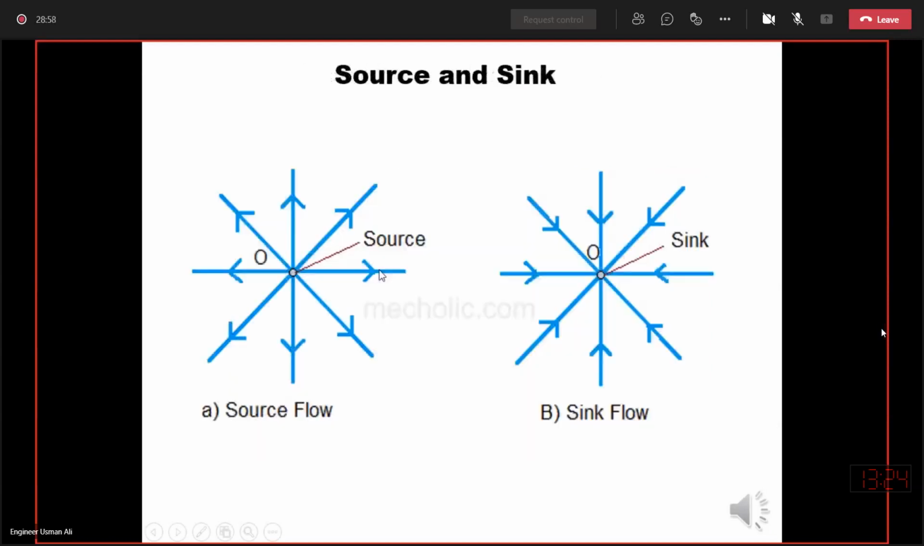And we have the source and sink. In a source, flow lines are symmetrically spaced and flow is outward from a central point. In a sink, flow lines again are symmetrically spaced and flow is inward towards the central point. We can have the combination of both as well. Maybe a rectilinear source is possible, a rectilinear sink is possible. So these combinations are also possible.